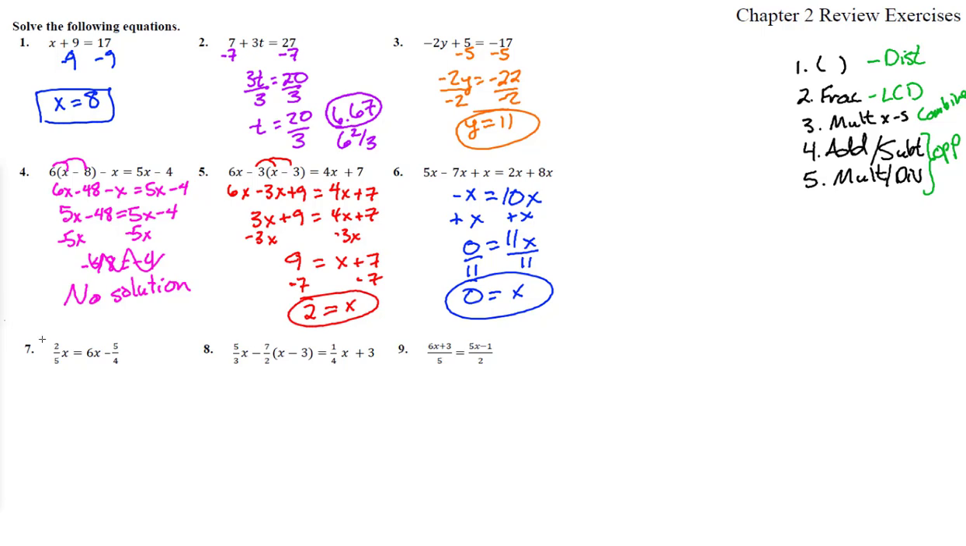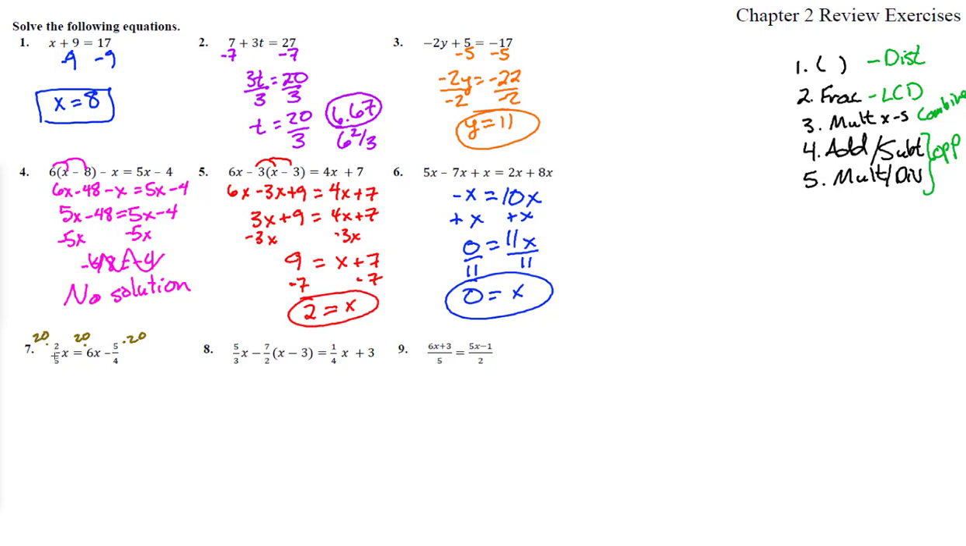Alrighty, let's try number 7. Do we have any parentheses? No. Do we have any fractions? Yes. So we've got to multiply through by the least common denominator. So if we look at all the denominators, there's a denominator of 5 and a denominator of 4. 4 doesn't go into 10, so 20 is the smallest one. So we times by 20 everywhere.